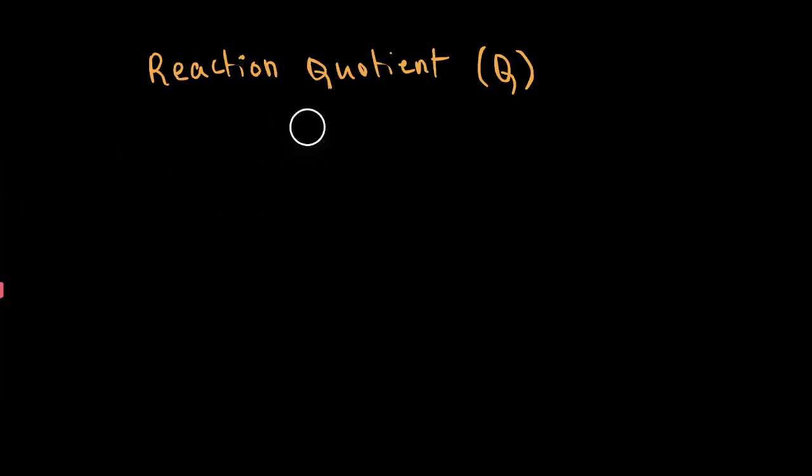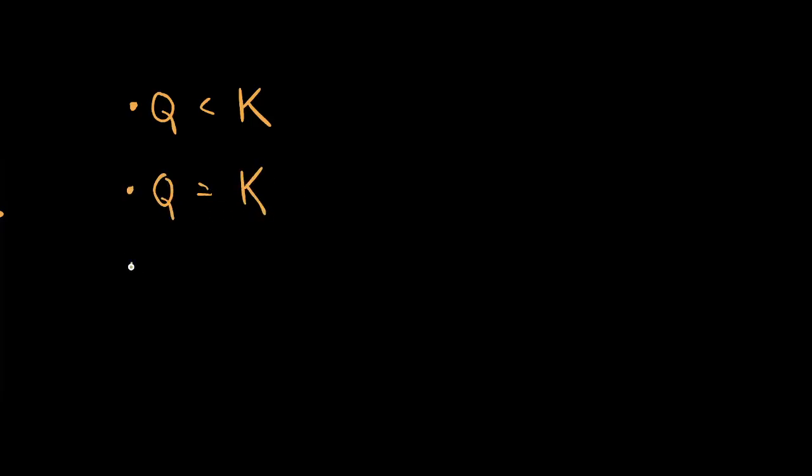And this is something that it'll make more sense if we look at it right now. So let's look at the possible relationships that we can have between our Q and our K, and then look at each of them a bit closer. Obviously we can say that our Q is less than K, we can have a point where our Q is equal to K, and we can also have a point where our Q is greater than K. So these are three possible scenarios that we can have.